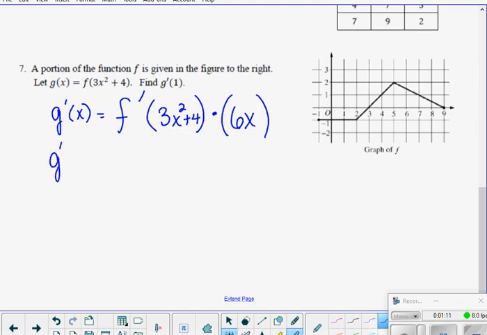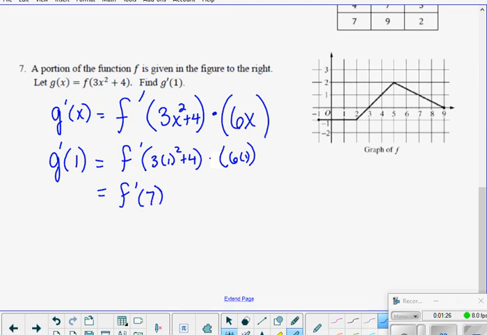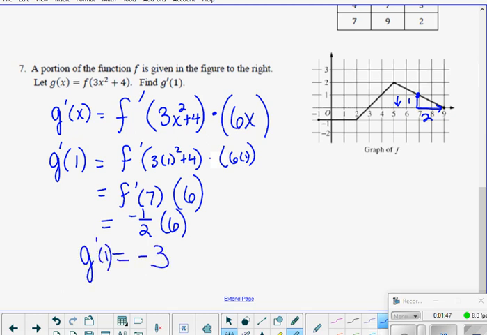Next, I'm going to evaluate this at 1. So I want f prime of 3 times 1 squared plus 4, and then a 6 times 1. That makes this f prime of 3 plus 4, or f prime of 7, multiplied by 6. F prime of 7, getting over here to 7, f prime indicates the slope. That's a down 1 over 2. So it looks like we have a negative 1/2 slope times 6, getting me to a negative 3. G prime of 1 is negative 3.